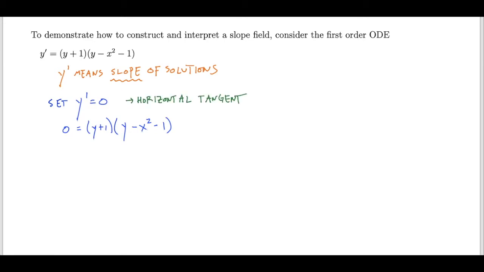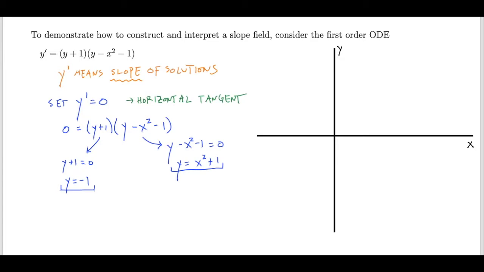In this particular case, when I set y prime equal to 0, I have a simple expression where two terms are multiplied to give me 0, so I can solve by setting them individually equal to 0. I'll do a couple quick steps of simplification, which indicates that along the line y equals negative 1, and also along the parabola y equals x squared plus 1, along all of those points in the plane, solutions to this differential equation will have a horizontal tangent. That is, they'll have a slope of 0.